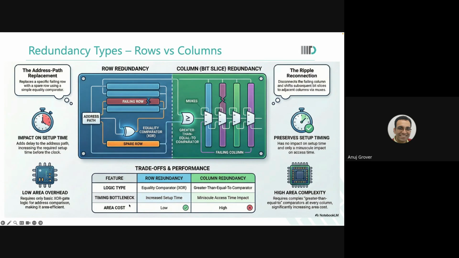What about row redundancy? Area will go better. Let's look at performance. What goes for a toss? Access time. Why? Because every incoming address now has to also go to a comparator. That comparator will decide whether it has to go to the normal array or to the repair. So address access time goes for a toss to the comparator.